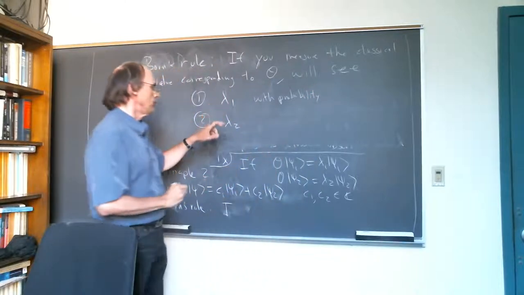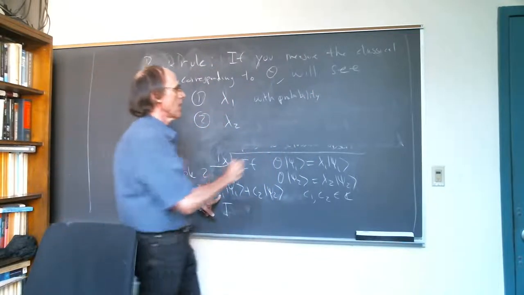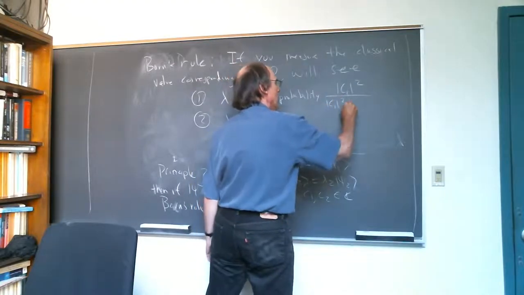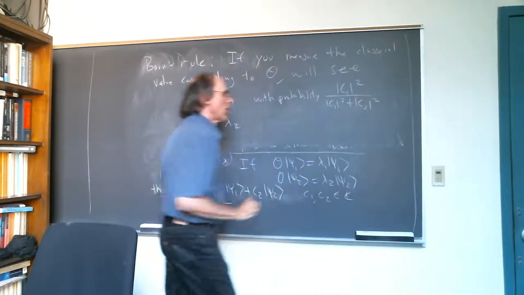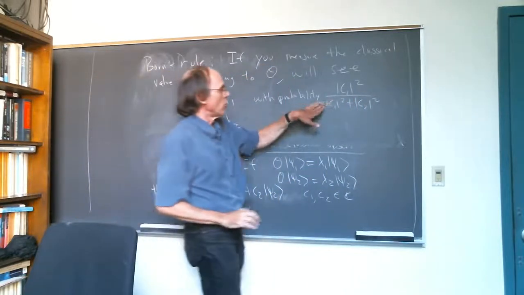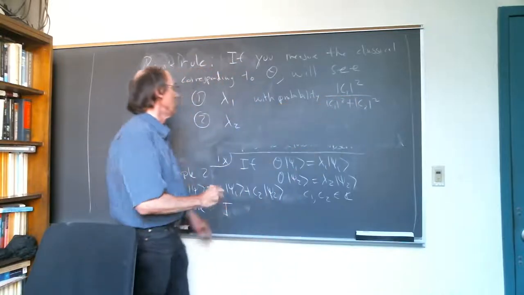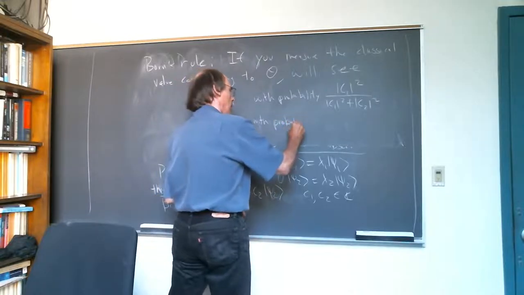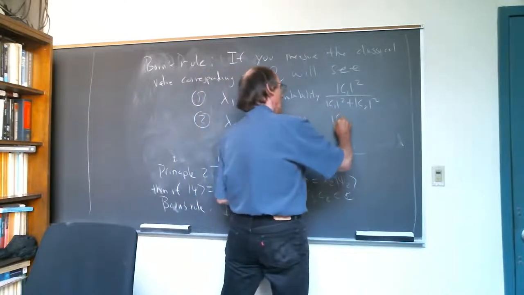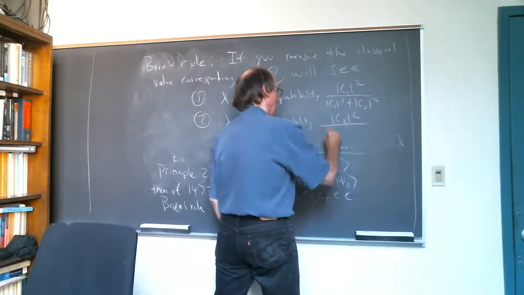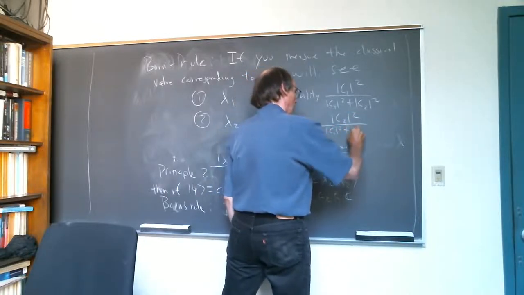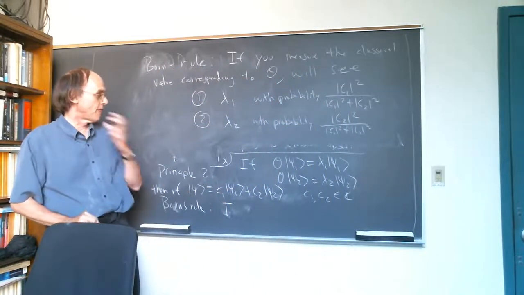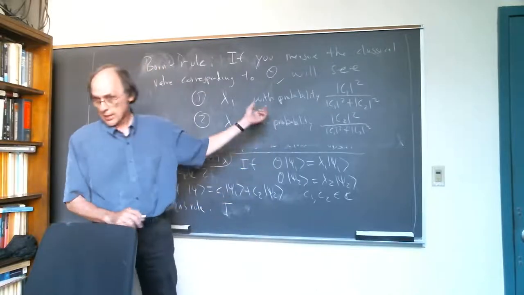If you take the norm squared of this, you have to normalize it properly. Or I could work with states of norm one, where this is always one, and then it would just be that. Okay. So there's a lot of funny things about this.